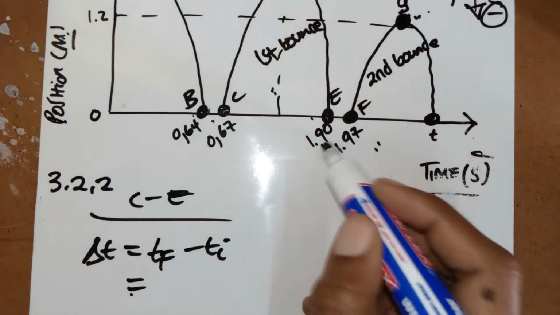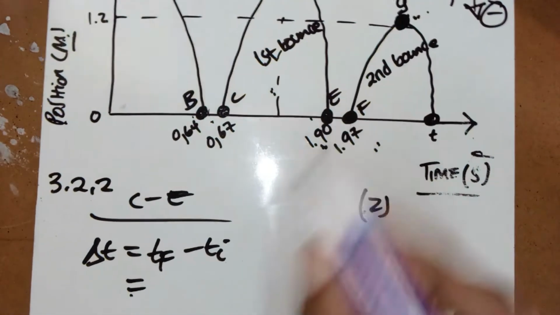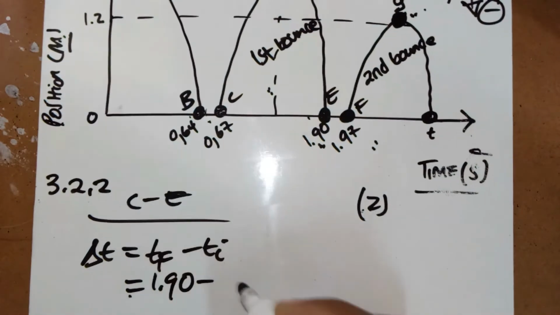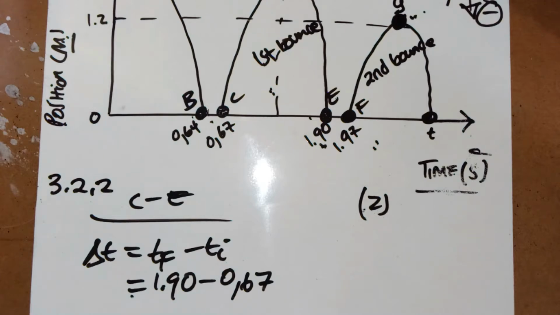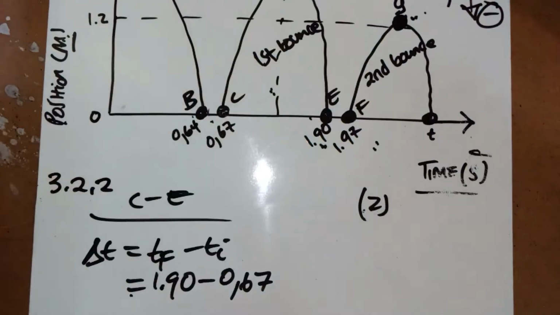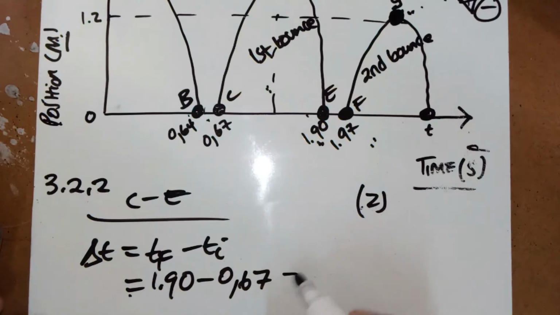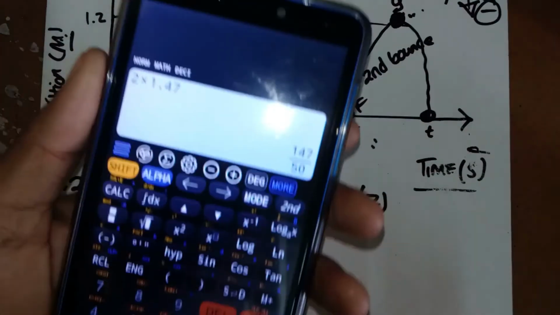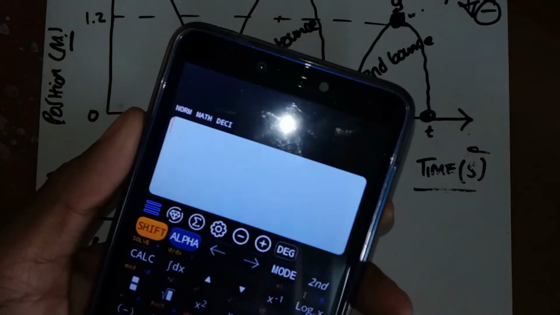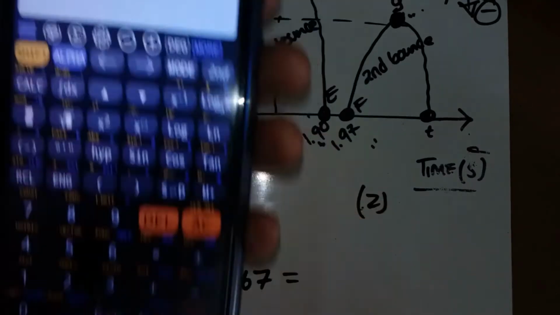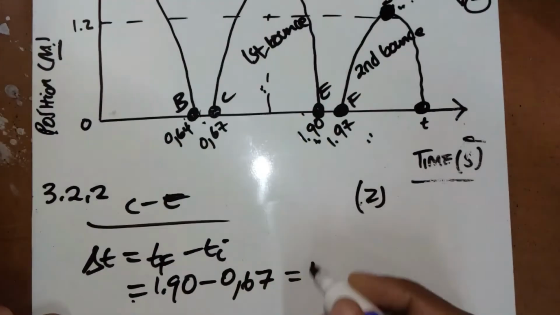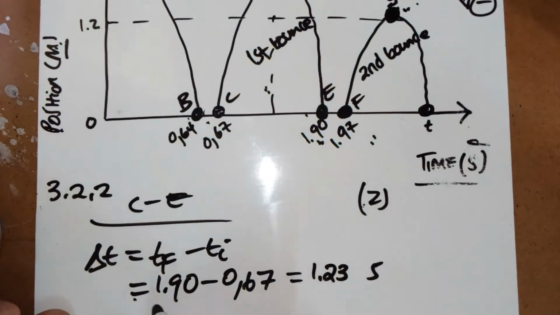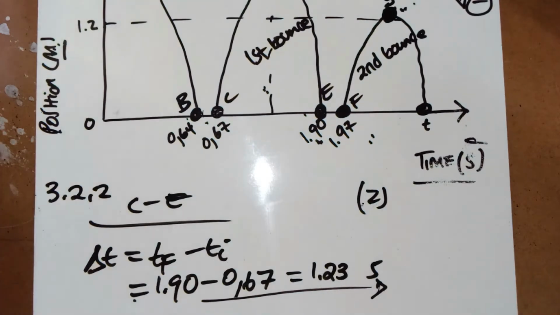So the change in time, from when it leaves the floor to when it hits the floor again, is going to be 1.90 minus 0.67. How much is that when we put it in my calculator? Clear everything. 1.90 minus 0.67. So that is 1.23 seconds. You guys are just going to have to confirm with me.